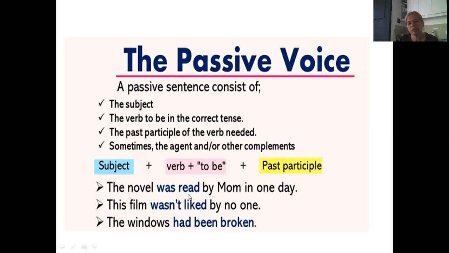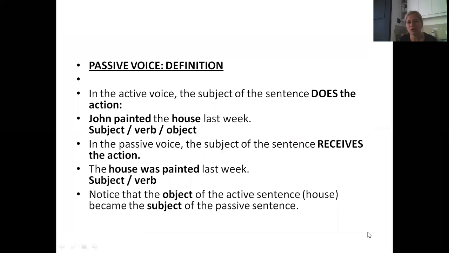Well, here you have an example. The novel was read by mom in one day. The film wasn't liked by no one, right?